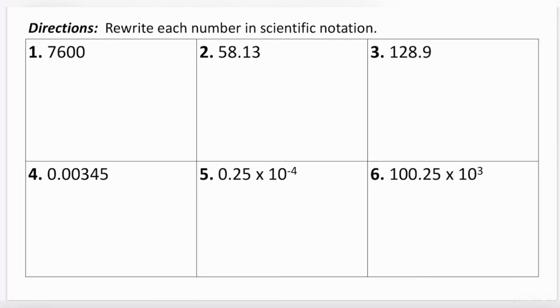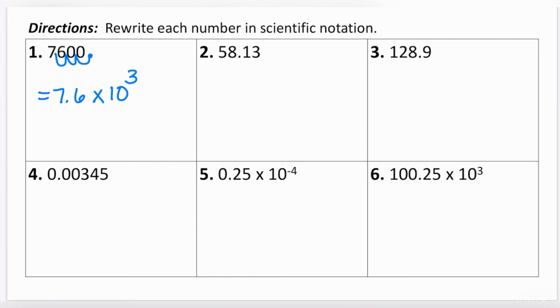Let's take a look at some examples. In question number 1, we have the number 7,600. So here, there's no decimal point. When there is no decimal point, it exists all the way at the end of the number. I have now 4 numbers in front of the decimal point. I'm only supposed to have one non-zero digit. So I'm going to move my decimal point to the left 1, 2, 3 times. So this answer is 7.6 times 10 to the third power.